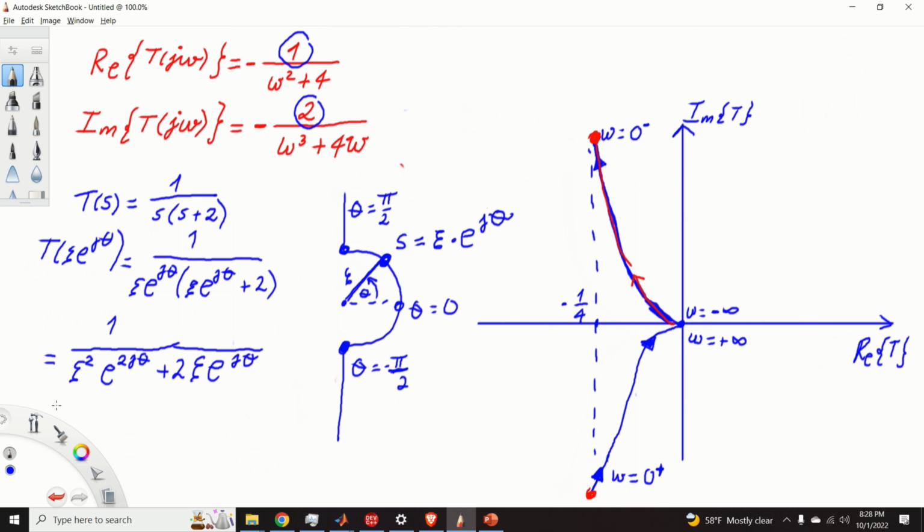Since epsilon is very small, the term over here goes to 0. So we can simply cancel this term over here. And this is approximately equal to 1 over 2 multiplying epsilon e to the power j theta. And finally, since epsilon is positive, we can represent this complex number like this.